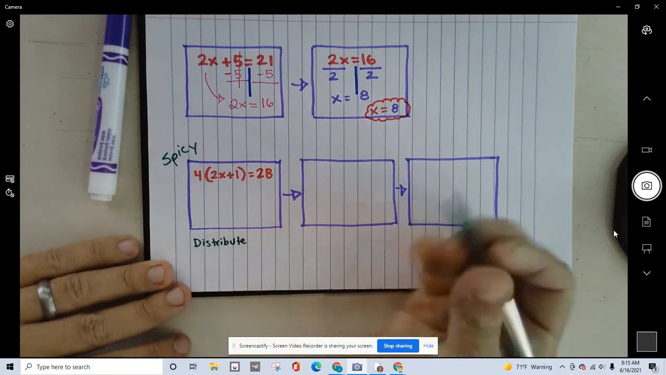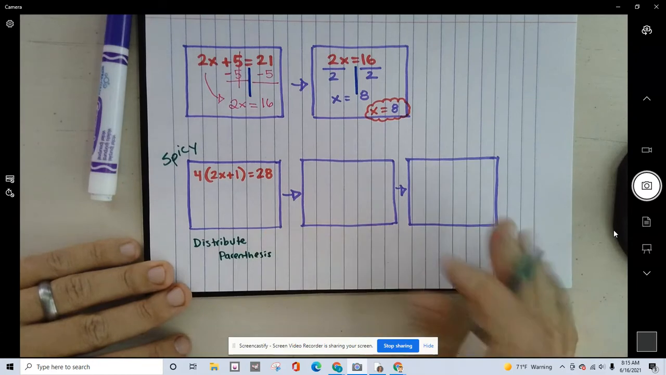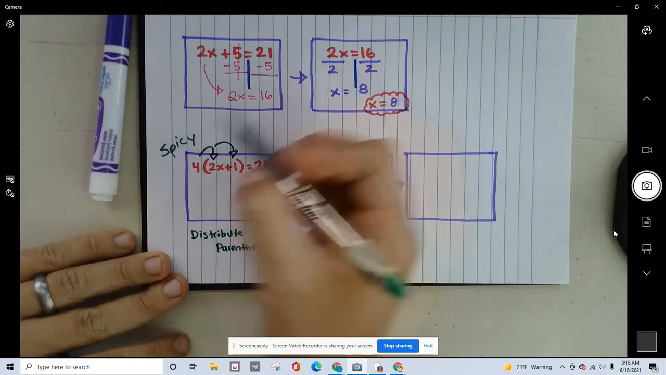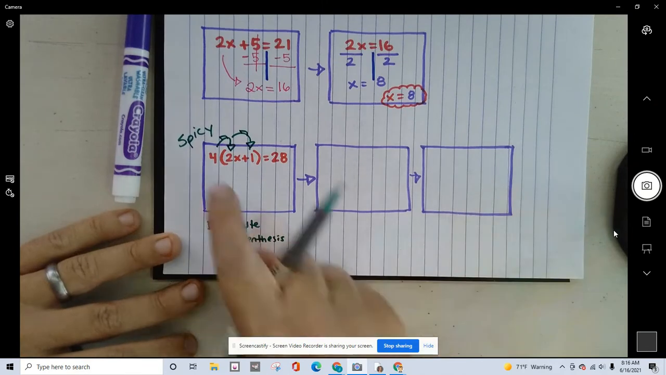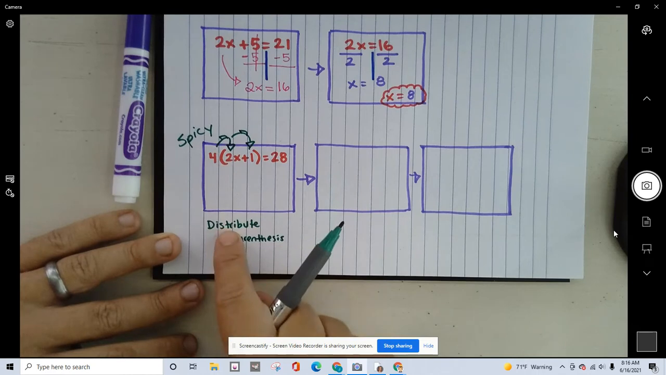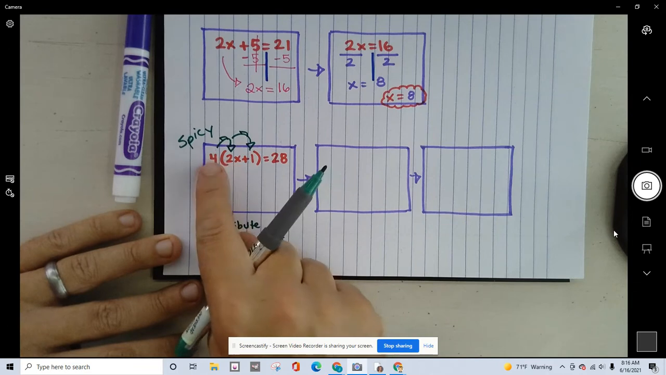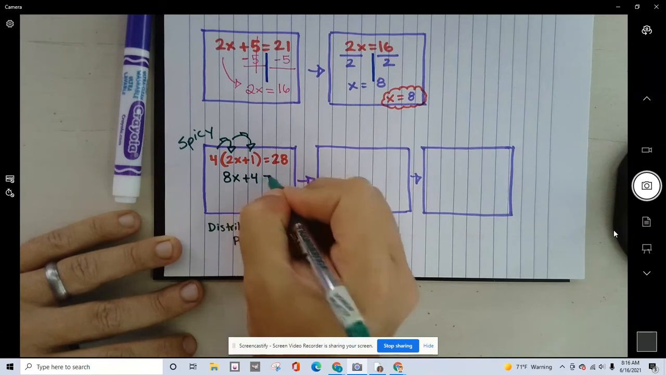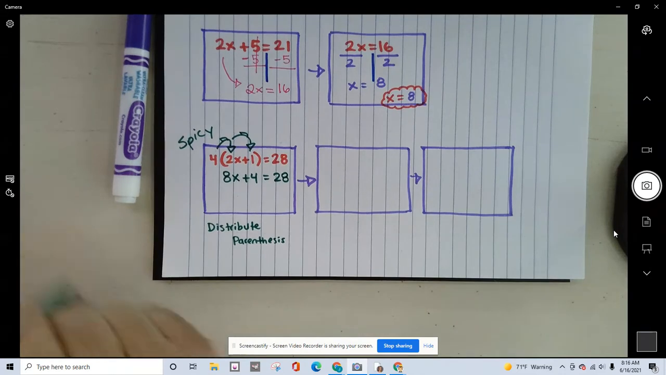Distribute the parentheses. All right, that's your first step. I used to call this like a dolphin jump. You don't call it that in high school. You call it the distributive property. But this 4 has to jump into both terms inside the parenthesis. When I say jumps in here, it actually has to be distributed, which means multiply. It has to multiply. 4 times 2x, 4 times 1. 4 times 2x is 8x. 4 times 1 is 4. And that all equals 28. All right? That was your first step.